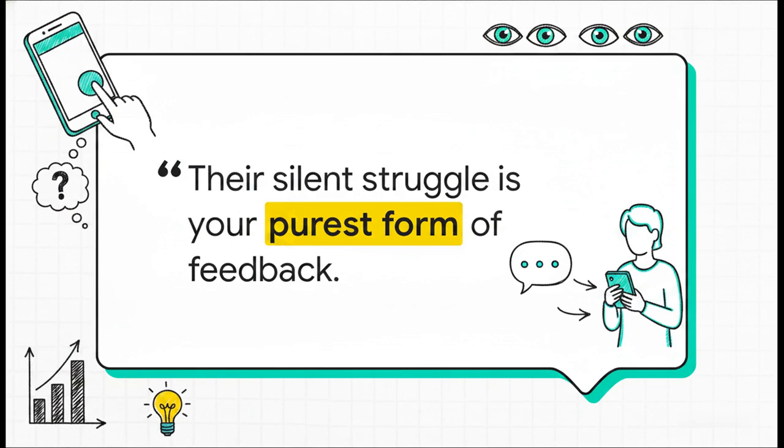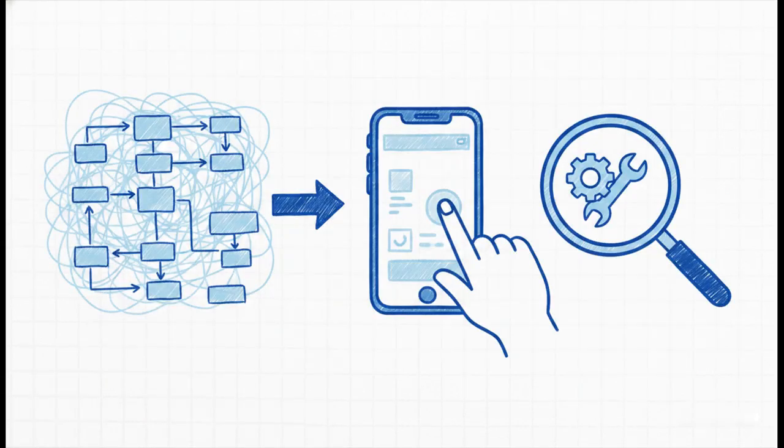Where do they hesitate? Which feature do they completely ignore? Their silent struggle is literally your purest form of feedback. It exposes the hidden flaws that theoretical boardroom discussions will miss every single time. Framing your prototype as a research artifact completely changes the game.